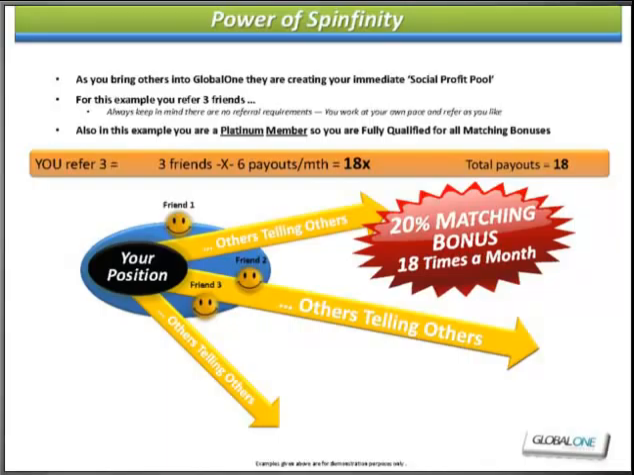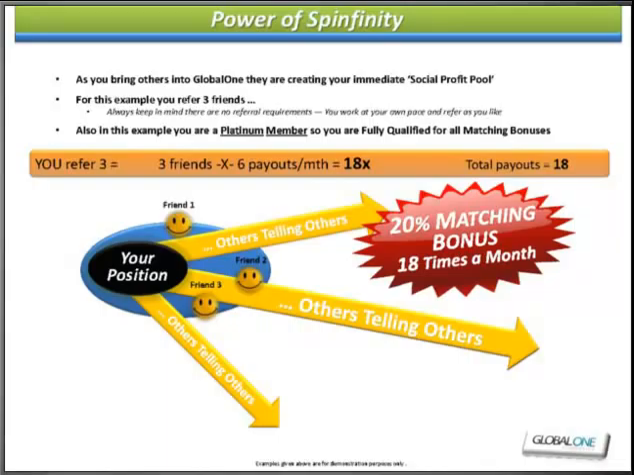Very, very simple. So for this example, what I did is I just took a sample of you referring 3 friends. Keep in mind, there are no referral requirements. You work at your own pace. Refer as you like. It doesn't matter to us. People are going to be doing great numbers. There already are. People who are busy with work and may have a little less time, it doesn't matter.